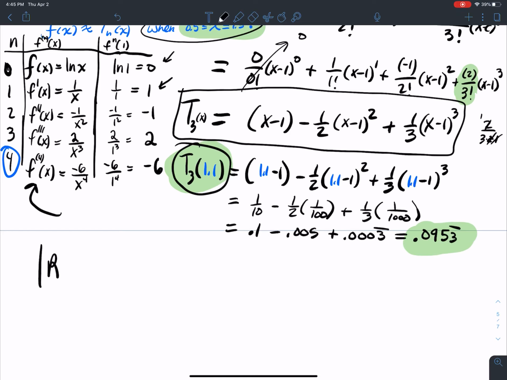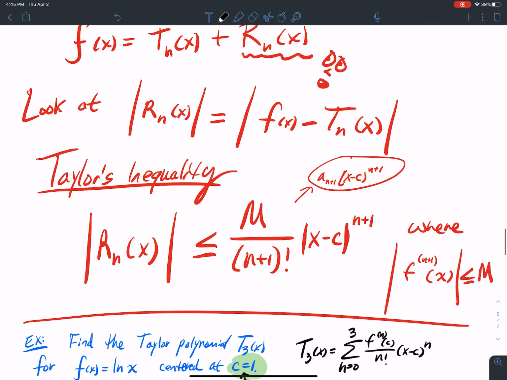I look at the absolute value of R3. Now, R3 is less than or equal to M over 4 factorial, absolute value of x minus 1 to the 4th. Now, what is capital N here? We go back to our formula. It's R n, that's R3, the third degree Taylor polynomial. 3 plugged in gets me that 4 factorial and that 4 exponent.